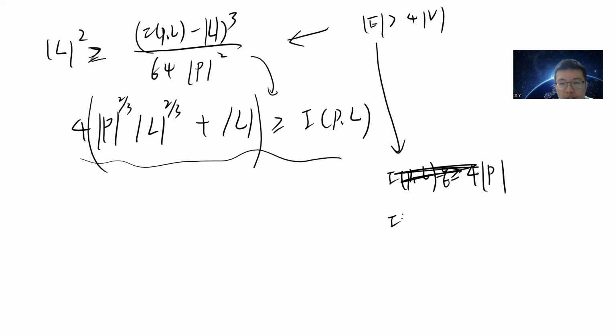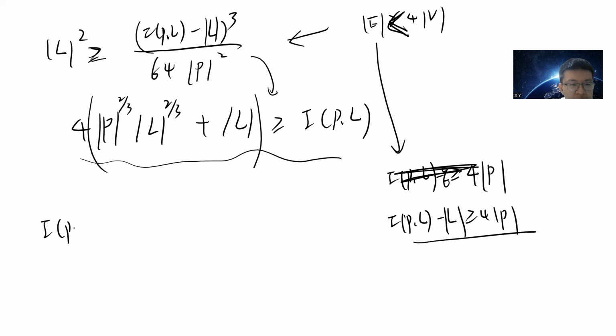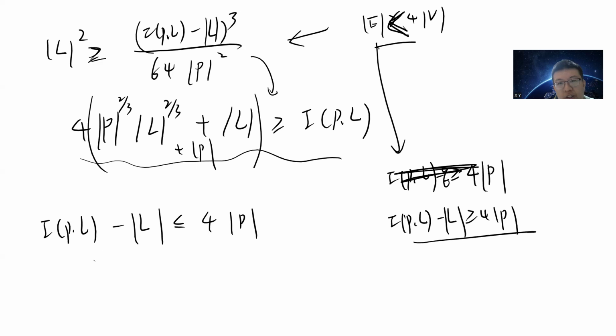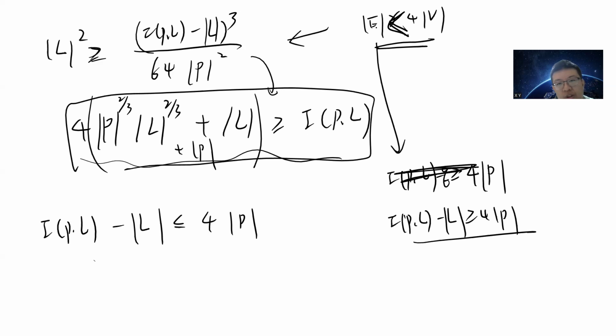So you got IPL minus L. Your edges need to be, so in order to apply this, right? You need this. So if I don't apply this, that means that this is reversed, right? So in that case, your IPL minus L will be less or equal to 4P. Okay, so it's L plus 4P. So I can just add P term here. So whenever I add P term here, then if E less than 4V, then this inequality holds. If E greater or equal to 4V, then this inequality also holds. Okay, so this finishes the proof.